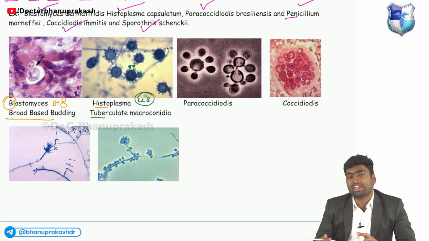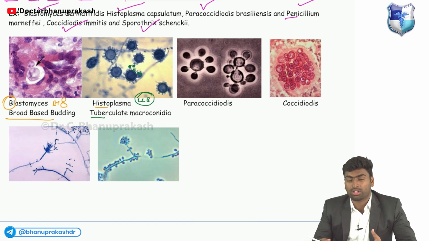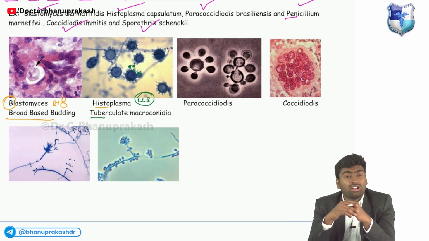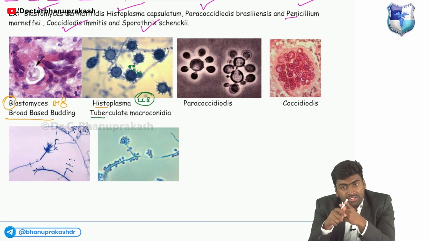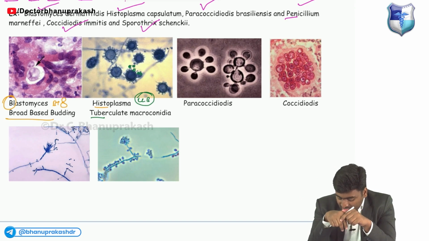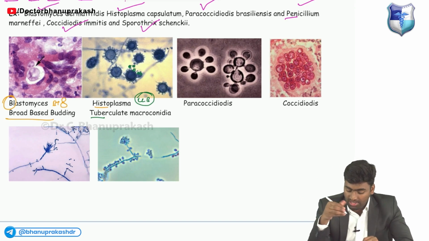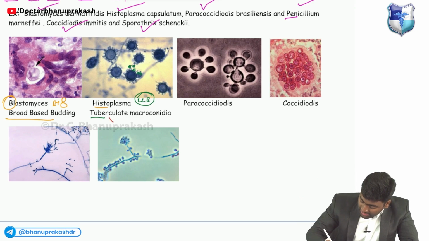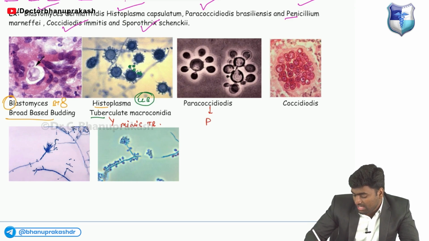It is also known as caves disease. Remember, histoplasma, it is also known as caves disease, also known as Ohio's disease. As it is involved in caves, it will be spread by bats. Okay, Ohio's disease, and it will be having this tuberculate macroconidia. So as there is this tuberculate written here, which disease will it mimic? It will mimic TB.